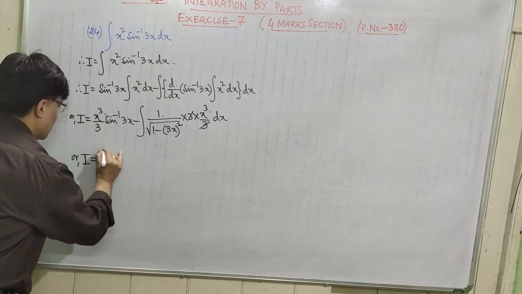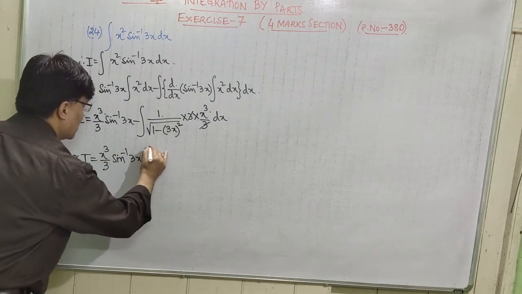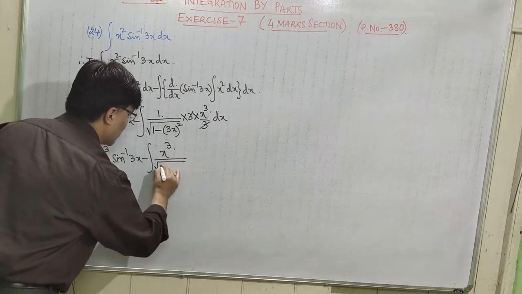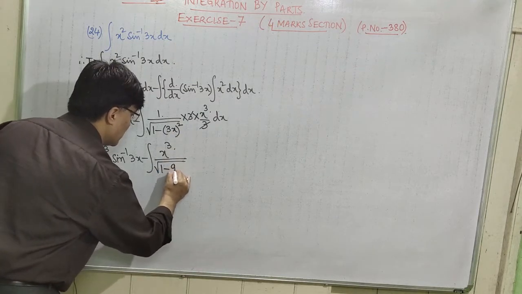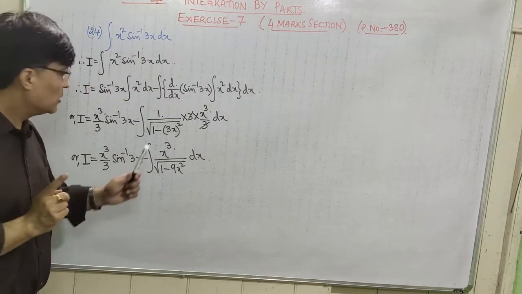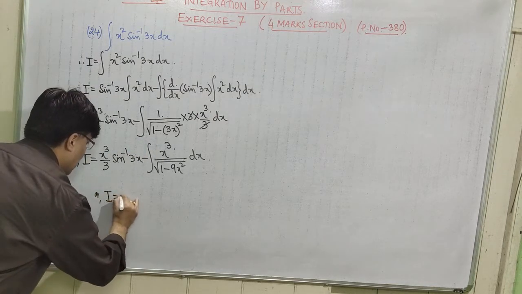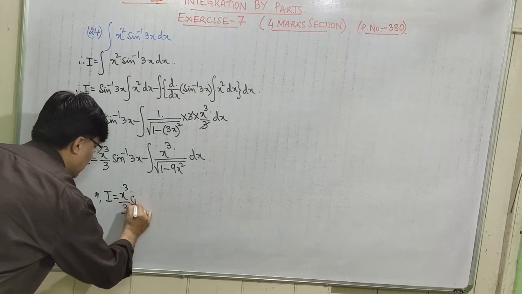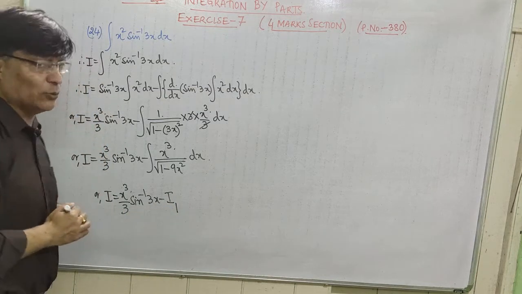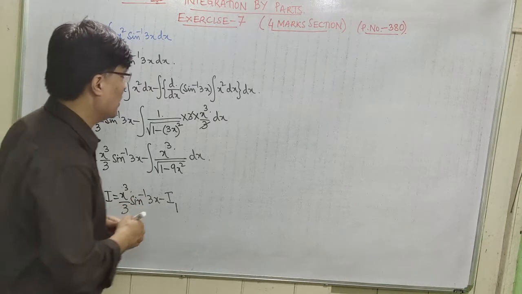Or I is equal to x cubed by 3 sine inverse 3x minus integration of x cubed divided by root over 1 minus, what is 3x whole square? It is 9x square. Then what do we write? dx. Understood? So you can mark it as I1 now. So let us evaluate this integral. Or I is equal to x cubed by 3 sine inverse 3x minus I1. Okay. So let us evaluate this integral. So let us write this integral as I1.